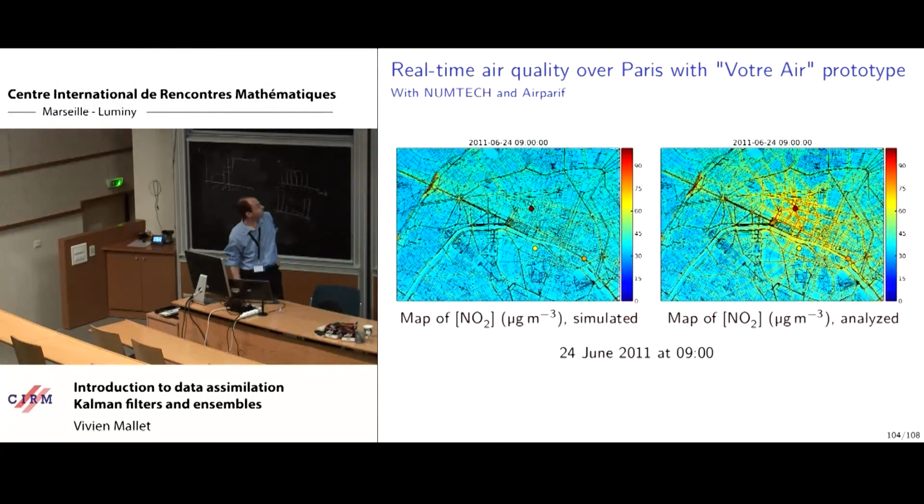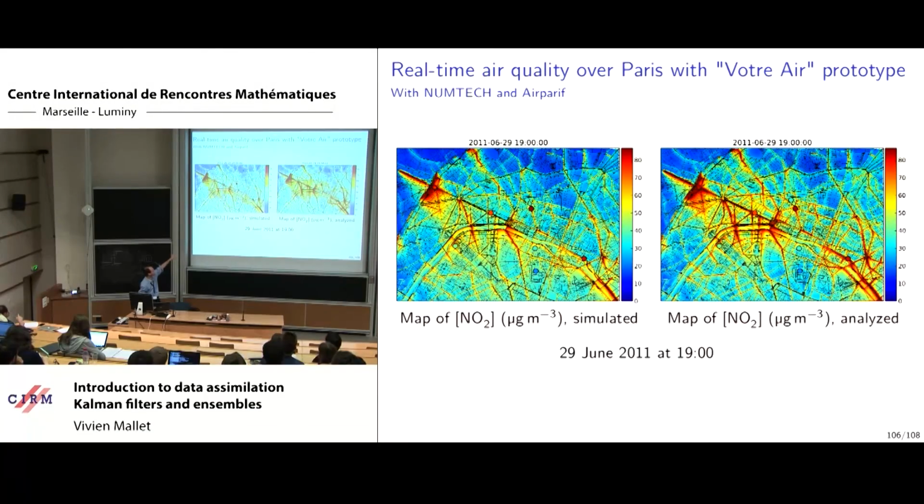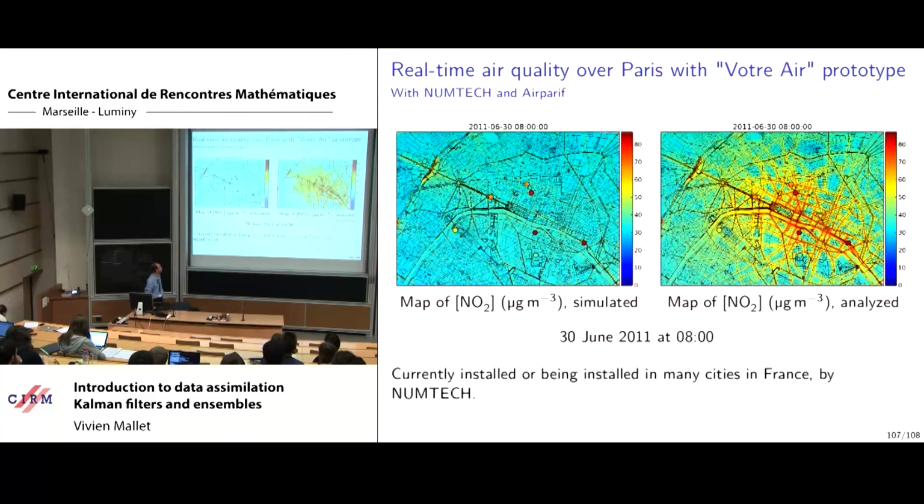And these are other examples. On the left, you have nitrogen dioxide concentrations as simulated by a model. And on the right, it's after data assimilation, an assimilation of the observations. So we do that again and again. Sometimes the model is okay and you don't have too many corrections to do. But sometimes you have more corrections. This is now installed and operational in several cities. So that's concrete. We have seen a lot of equations and algorithms, but in the end it's also very concrete.